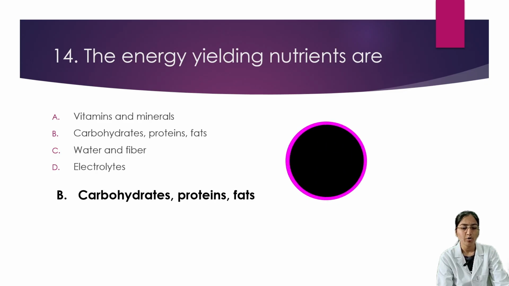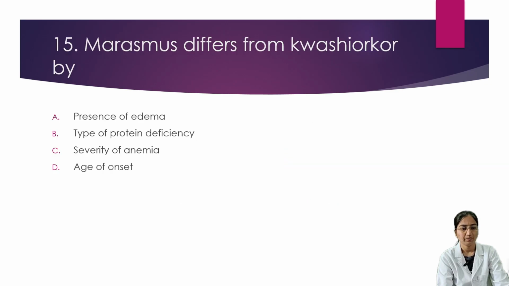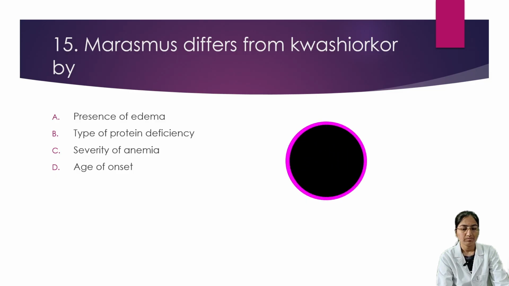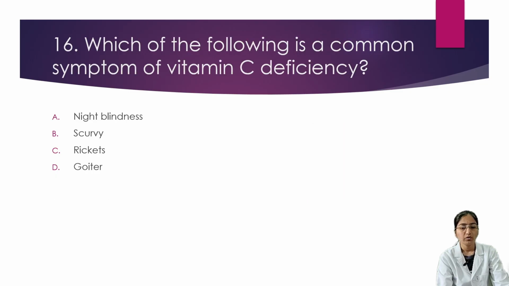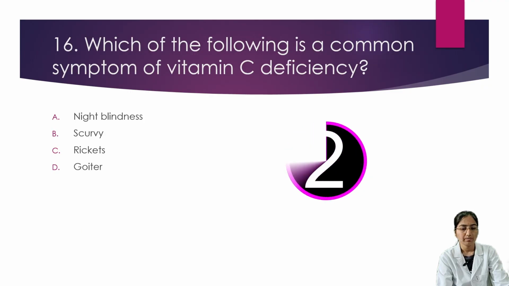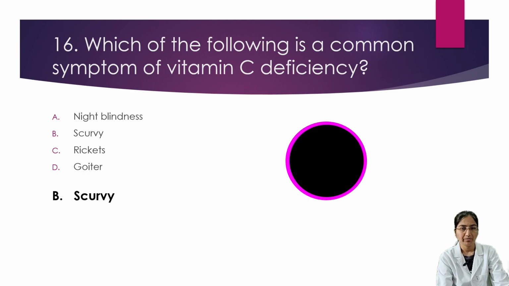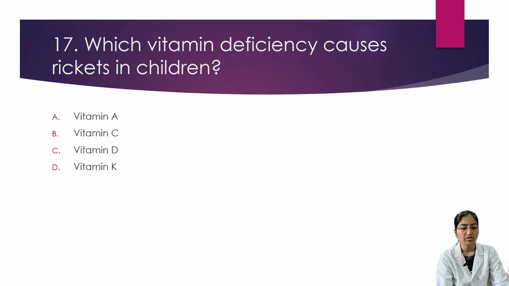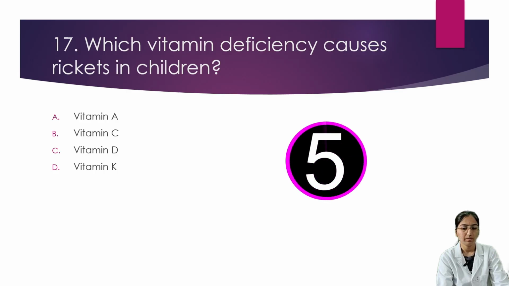The energy yielding nutrients are? Right option is carbohydrates, proteins, and fats. Marasmus differs from kwashiorkor by? Right option is presence of edema. Which of the following is a common symptom of vitamin C deficiency? Scurvy.